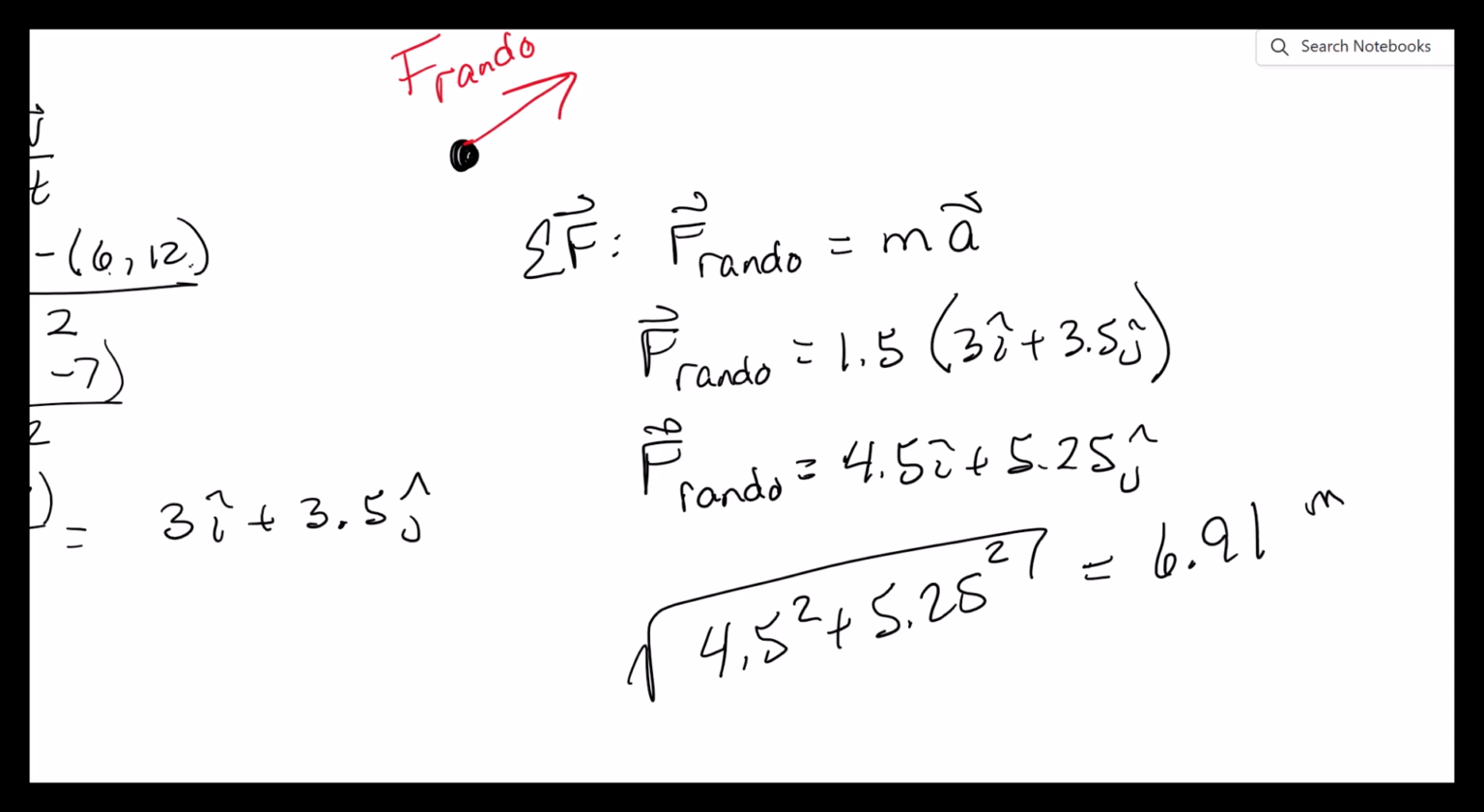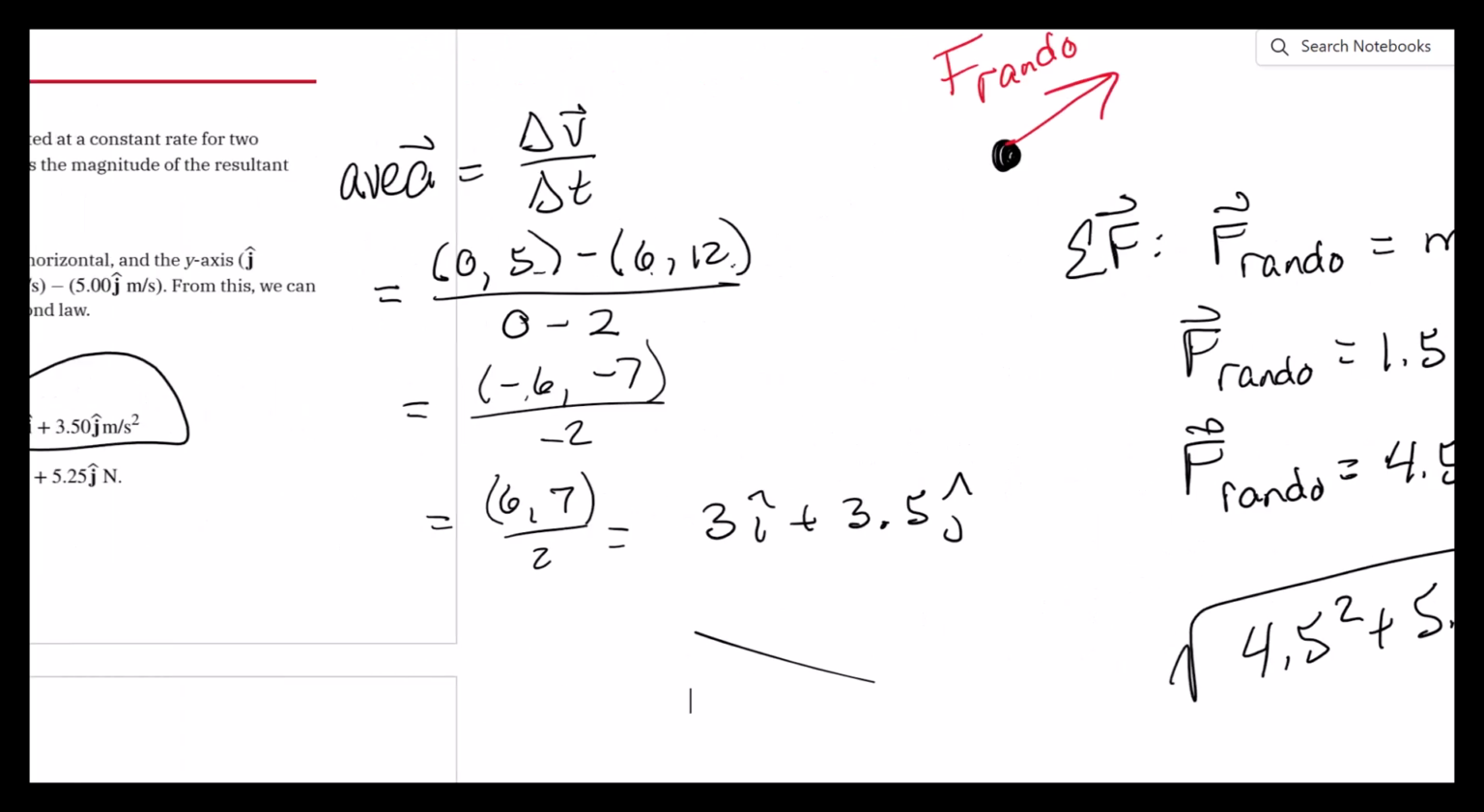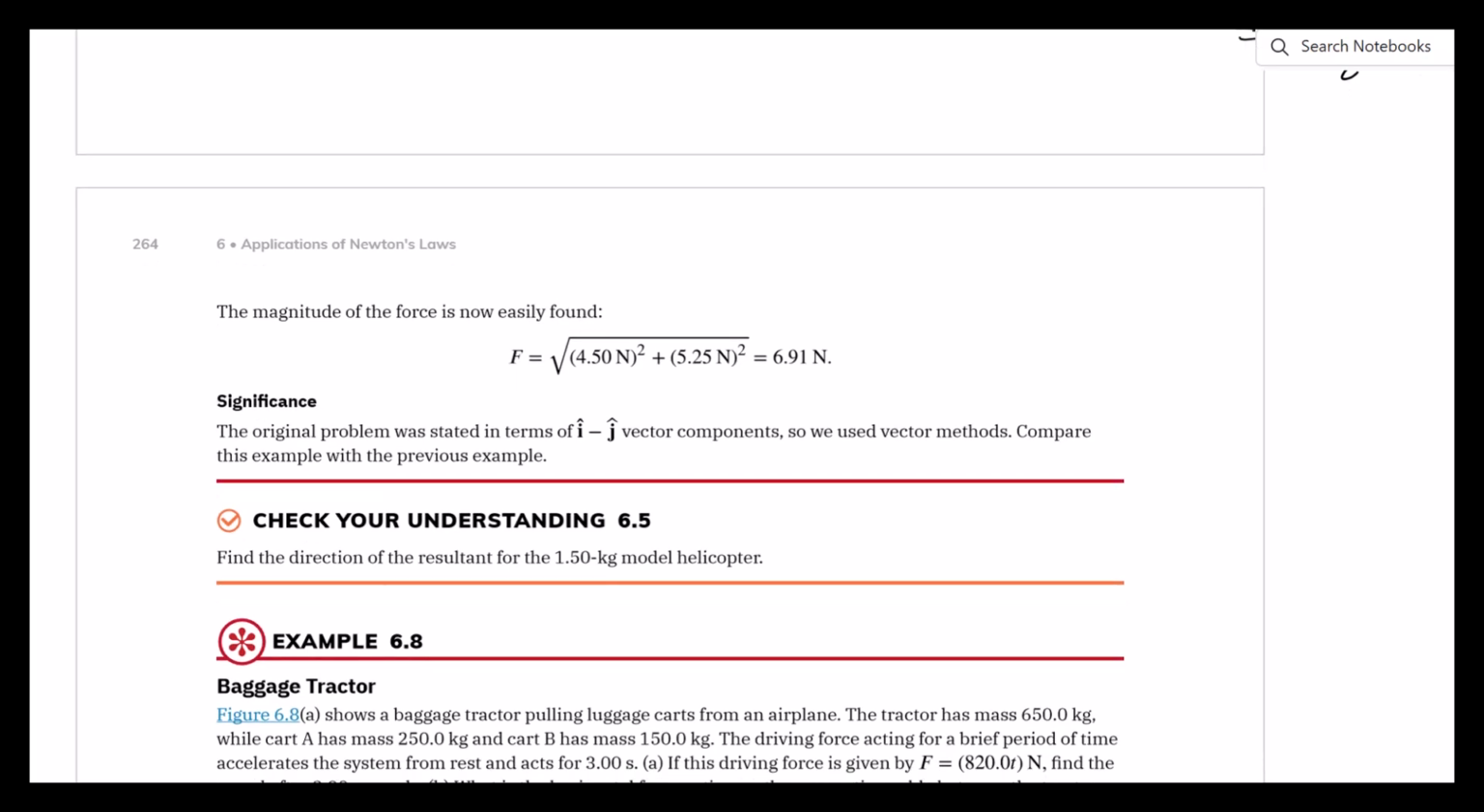Oh, this is not meters, but this is force. So it's in, come here, girl. We're just not going to hang out anymore? Okay. Newtons. Let's see if that's right. 6.91 newtons. Yay! Okay. Baggage tractor.